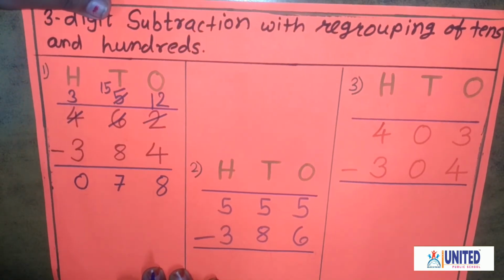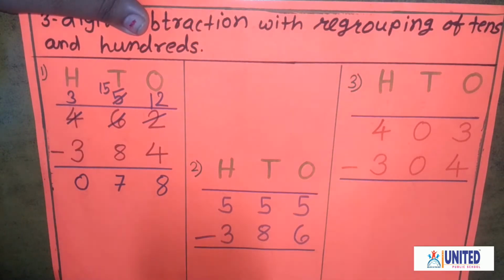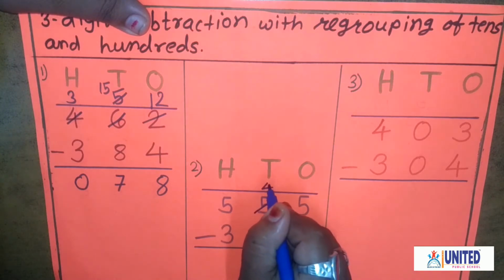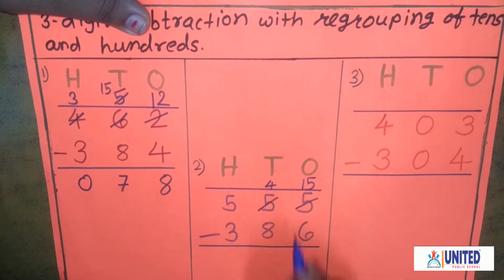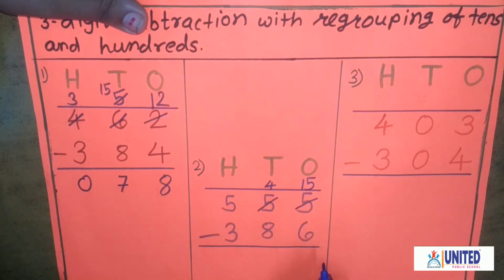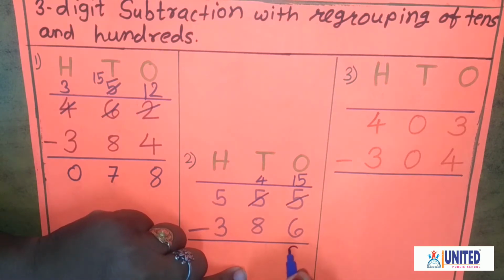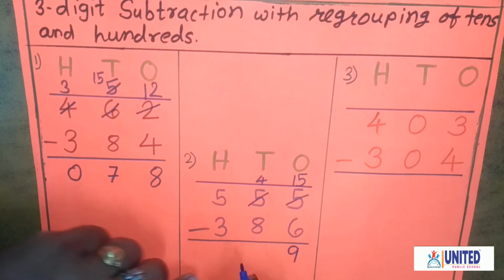Number 2. Start from the ones column. 5 minus 6. 5 minus 6 is not possible. So we can take the borrow from the tens column. So here it is 4. And here it is 15. Now 15 minus 6 is 9. So write 9. Now 4 minus 8 is possible?